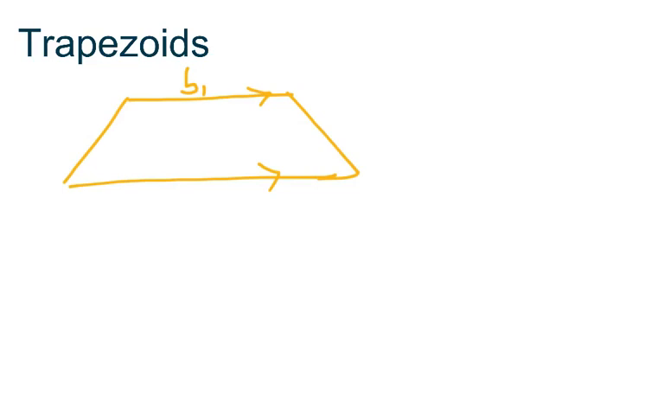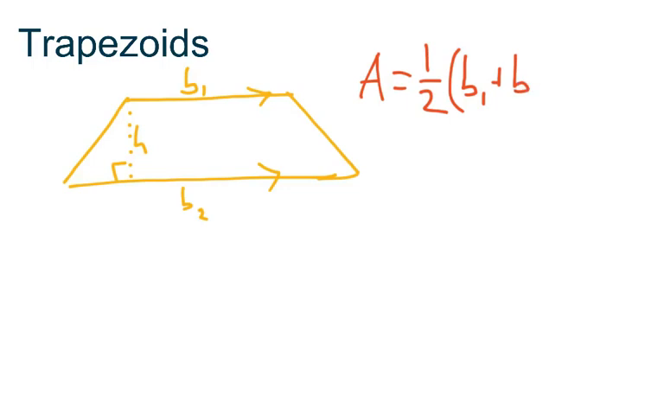So those two lines are parallel. They're never going to touch. We'll call the top one B1 and the bottom one B2. The other thing that we need to know is the height, H, and usually it has that little box there to show it's a right angle. Now, in order to find the area of a trapezoid, you take the average of the two bases, or you just add them up, times 1/2, and you times it by H.